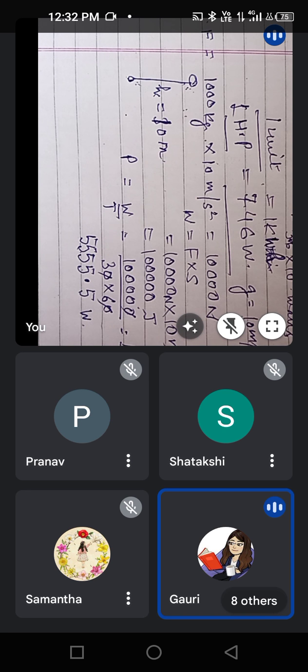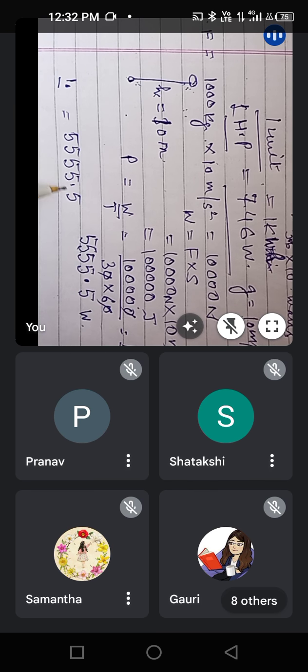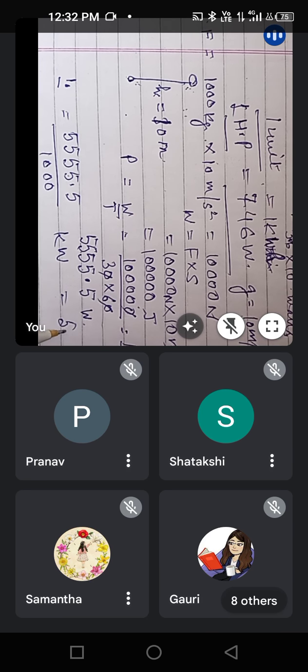Now you have to convert it into kilowatt. First part, convert into kilowatt. So 5555.5 divided by 1000 will be in kilowatt. That is equal to, to 3 decimal places, 5.5556 kilowatt.